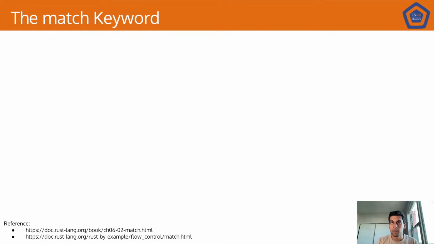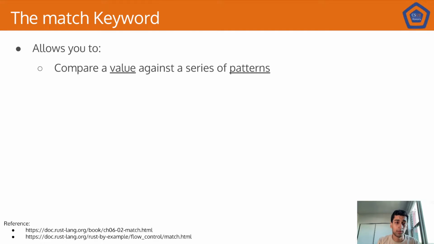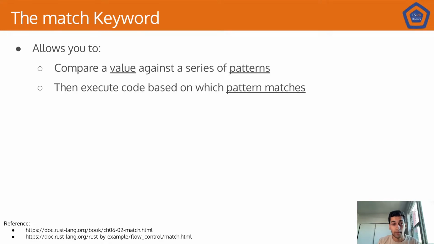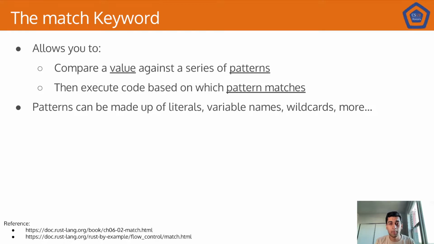All right, so let's begin by introducing the match keyword. The match keyword allows you to compare a value against a series of patterns. We'll go over what patterns are in a bit. And once you've matched a value against a pattern, you can execute code based on which pattern that value matches. So patterns can be made up of anything. Literals like integers, string literals, booleans, whatever the literal might be. And it could also be a variable name, I'll give you an example of that later, or a wildcard. It's just anything else.